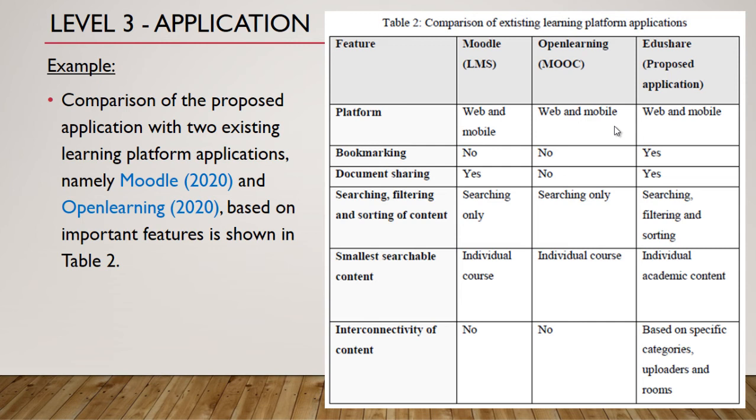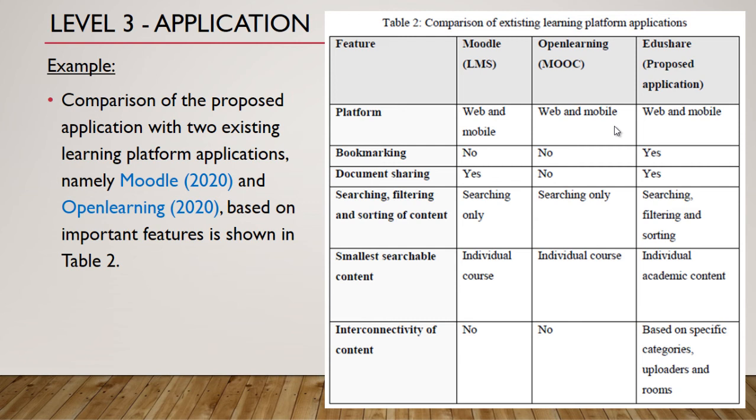So here is an example of comparison of the proposed application with two existing learning platform applications, namely Moodle 2020 and Open Learning 2020. So you can see that you need to have this citation in the paragraph or perhaps in the table itself. What's important is that you need to put in the citation, okay.